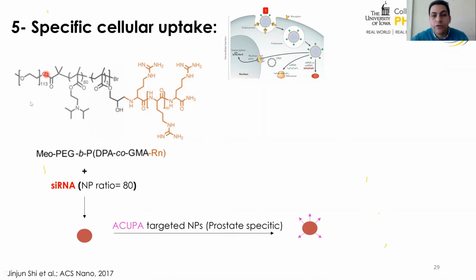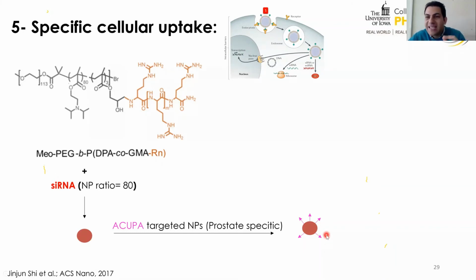So you complex your formulation with an siRNA, and then you add a targeting ligand called ACUPA on the surface of your formulation. And what this targeting ligand does is it forces your formulation, your delivery system, your nanoparticles to reach a specific population of cells.